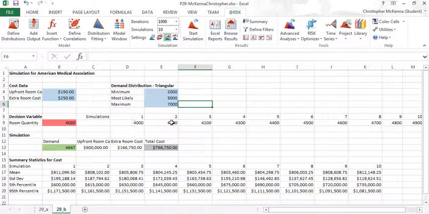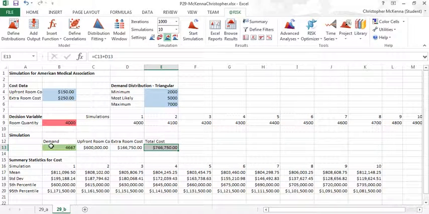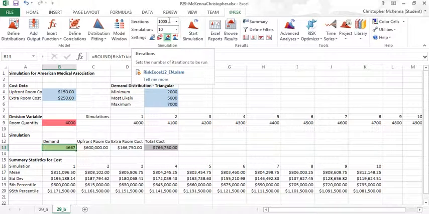We have the same 10 simulation points ranging from 4,000 to 4,900. We're going to have the same equations here: the upfront room cost, the extra room cost, and the total cost. The only thing that will change is our demand input, and that's going to look at these three distribution points in the triangular distribution. So we're going to do the same thing, run 1,000 iterations times 10 simulations, and we're going to get the same kind of outputs, where we're looking at mean, standard deviation, and percentiles.